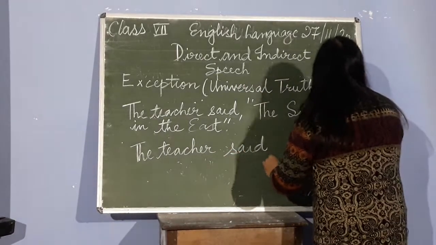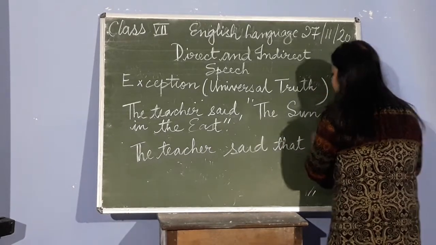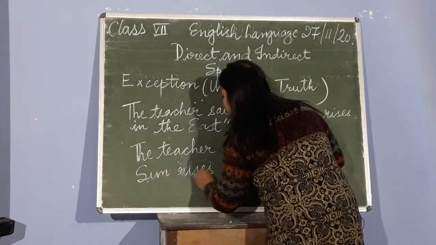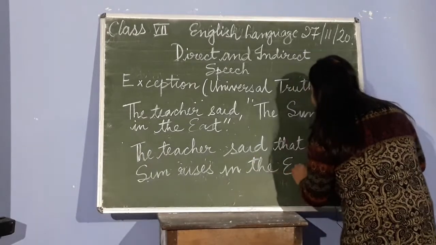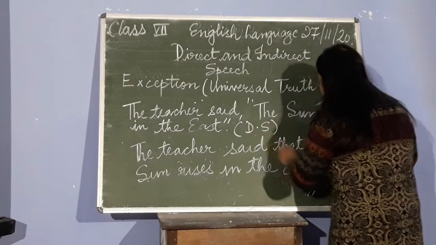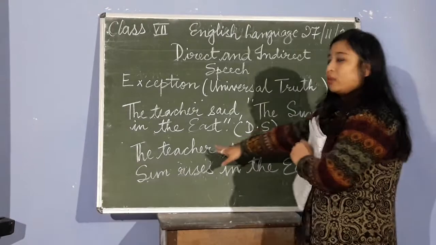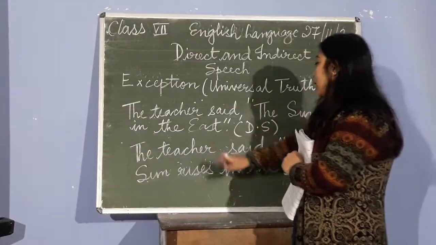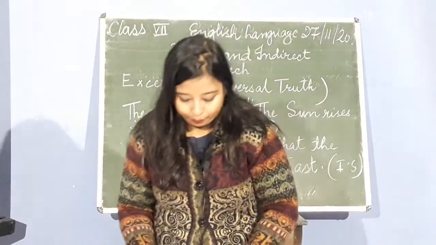The teacher said that the sun rises in the east. This is direct speech and this one is indirect speech. You can't write the teacher said that the sun rose in the east. You'll have to write the teacher said that the sun rises in the east, okay?